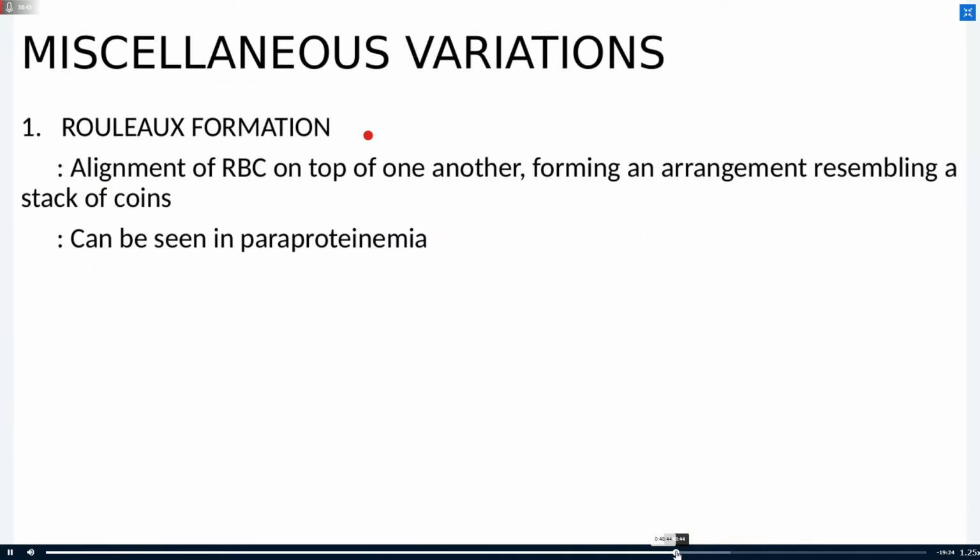Glucose, sugar. Variation, class, would be your Rouleau formation. So this is the alignment of RBC on top of one another, forming an arrangement resembling a stack of coins. So who can draw here the appearance of your stack of coins? Kaya mo, Miss Johnson? Idea ka kung ano itsura yan? Sige nga. Draw mo nga.